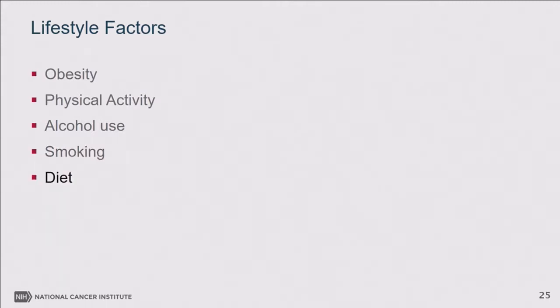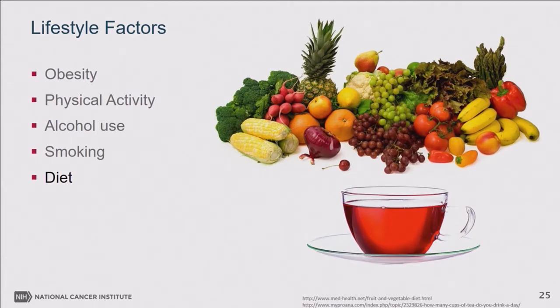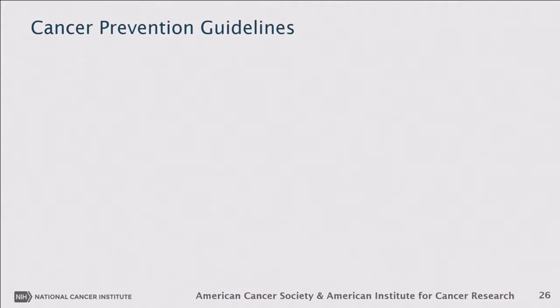And diet, similar to physical activity, has not been well studied in relationship to cholangiocarcinoma, but there is some preliminary evidence to suggest that higher intakes of fruits and vegetables may decrease your risk, and that tea may decrease your risk of cholangiocarcinoma. So with that, I want to leave you with some cancer prevention guidelines, because I feel like some of this presentation has been a little bit of gloom and doom about these risk factors.